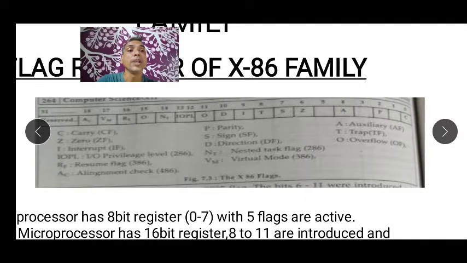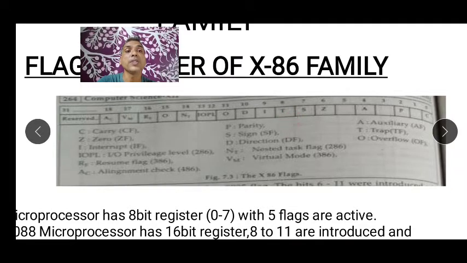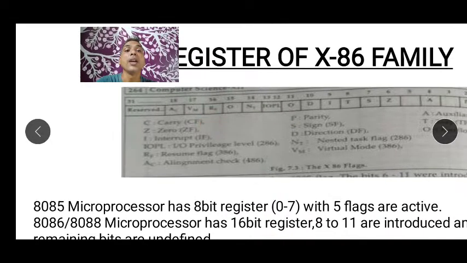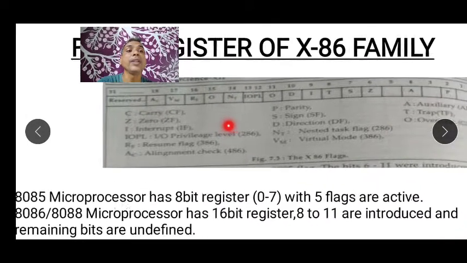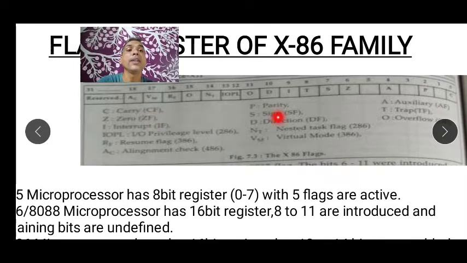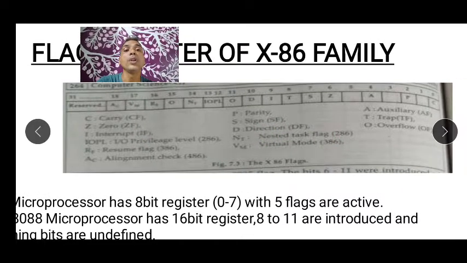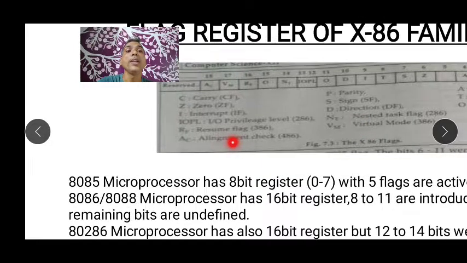As I was telling you, till here everything is the same, but from here, that is T, I, D, O, overflow, then IOPL, that is mixed, 2 places have been given for them. Then NT, RF, VM and AC. So some full forms are given like carry, parity, auxiliary, zero flag, sign flag, trap, interrupt, direction, overflow. Then IOPL stands for input output privilege level, nested task flag, then resume flag, virtual mode and alignment check.